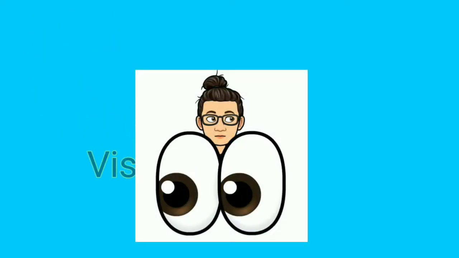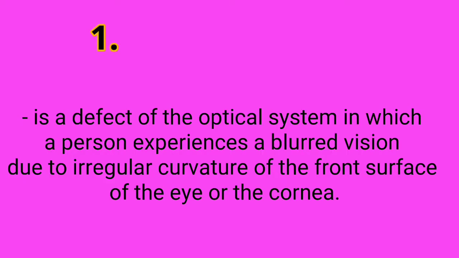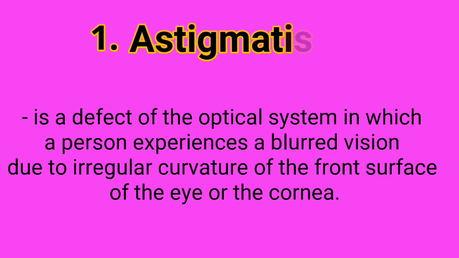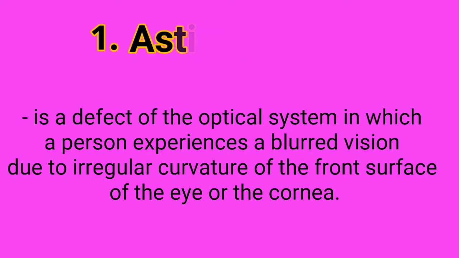Now let's go to vision. First one is astigmatism. What is astigmatism? It is a defect of the optical system in which a person experiences blurred vision due to irregular curvature of the front surface of the eye, or the cornea.